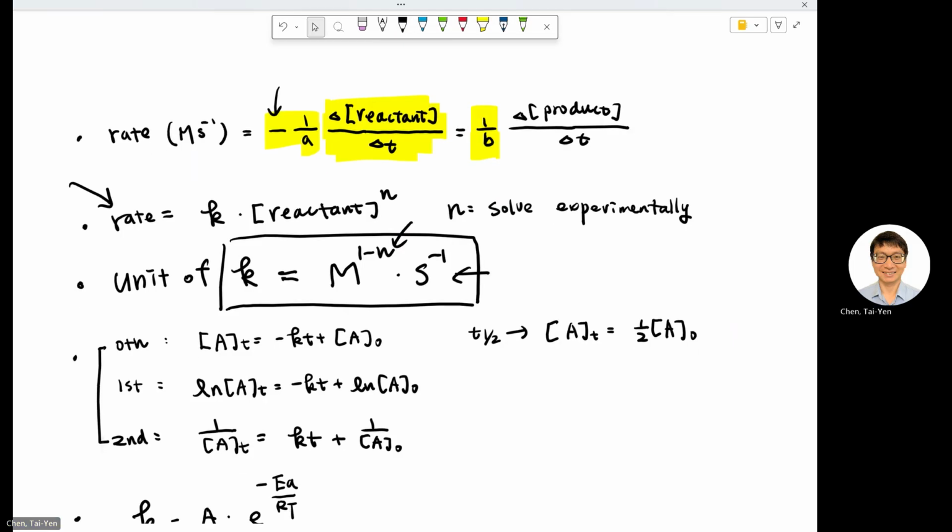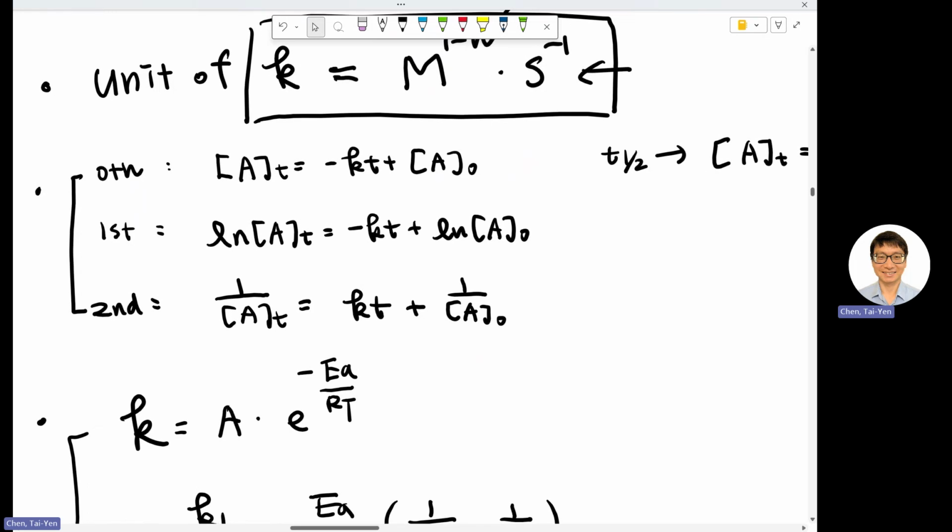Okay. And after that, we start to talk about the integrated rate law for a single reactant. Okay. So you will have these three equations, right? For the zeroth order, A(t) equals negative kt plus A0. If it's first order, it will be natural log A(t) equals negative kt plus natural log A0. Second order is 1 over A(t) equals kt plus 1 over A0. Okay. So it's very standard. You just need to actually recognize it.